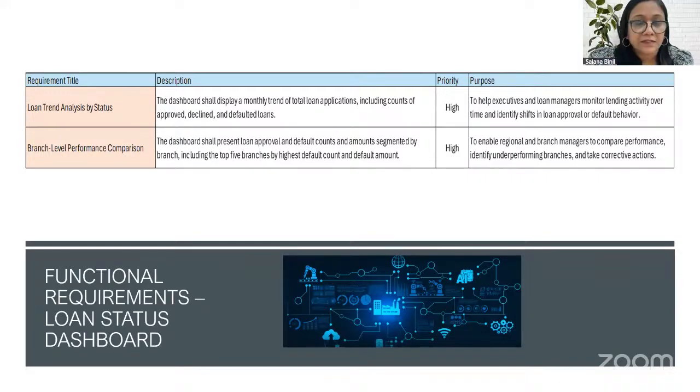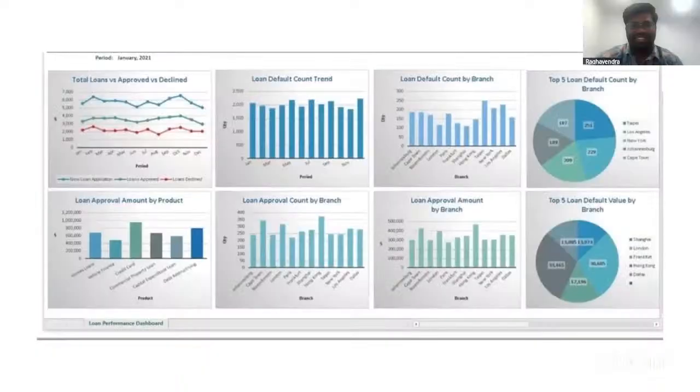Just a minute, Raghav. I was talking on mute. Okay. The first one, which says total loan versus approved versus declined. This is for the entire year, I suppose, right?